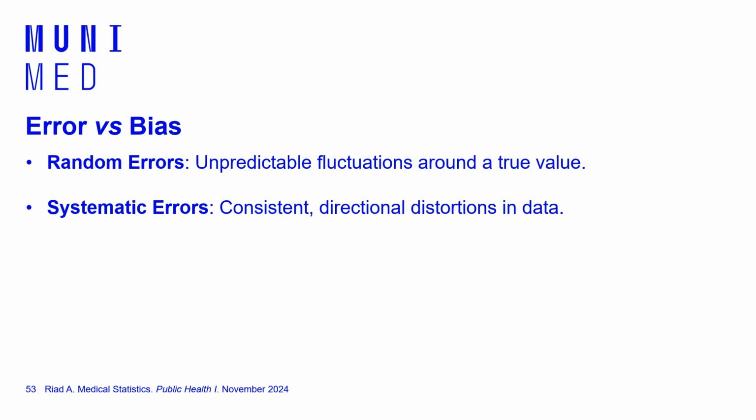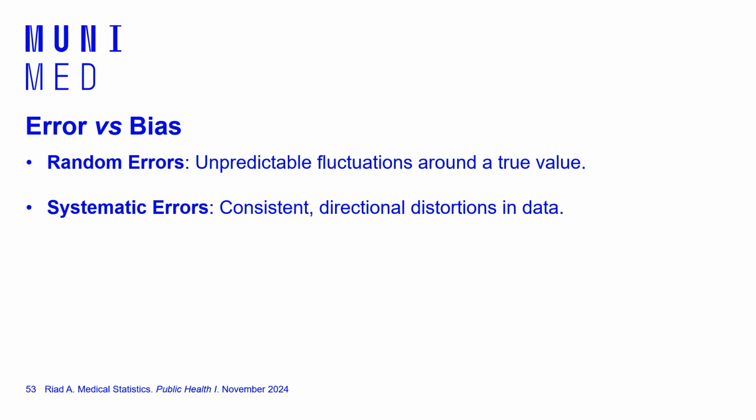Random errors are unpredictable. They fluctuate around the true value. We have no intention to produce them, and they happen because researchers are humans, and making mistakes is normal and natural in our nature as humans. So it's normal. There's no problem with it. But we need to keep in mind that they can happen, and that's why we need to control for them.